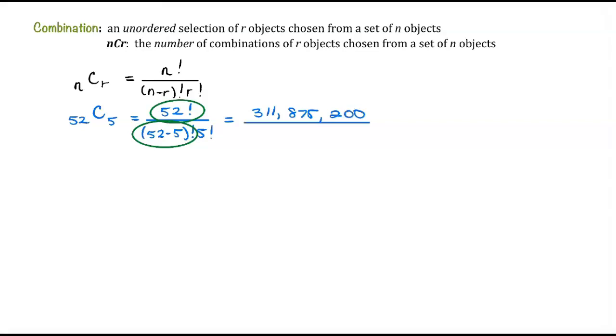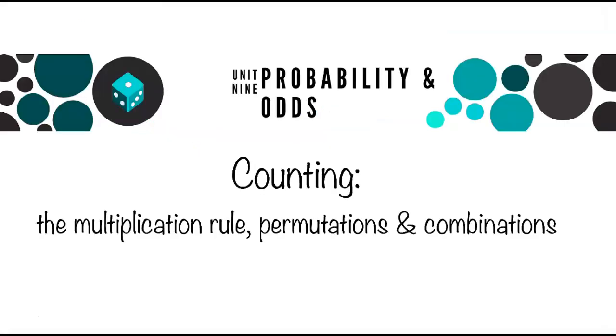311,875,200. What we needed to do was divide by our repetitive hands, and we divided by 5 factorial, or 120. This changed it from a permutation to a combination, and gave us 2,592,960. In other words, using the combinations formula gives us the same value as when we calculated this intuitively. That concludes this lecture video on counting. We talked about the multiplication rule, permutations, and combinations.